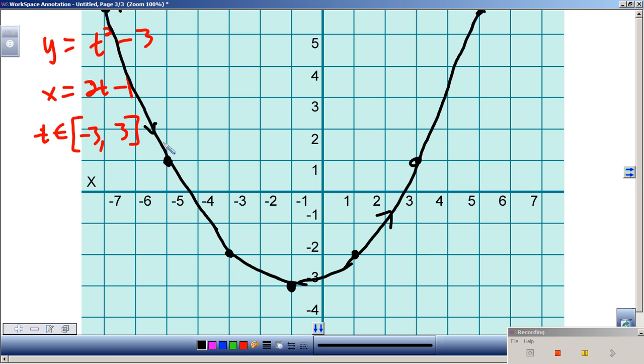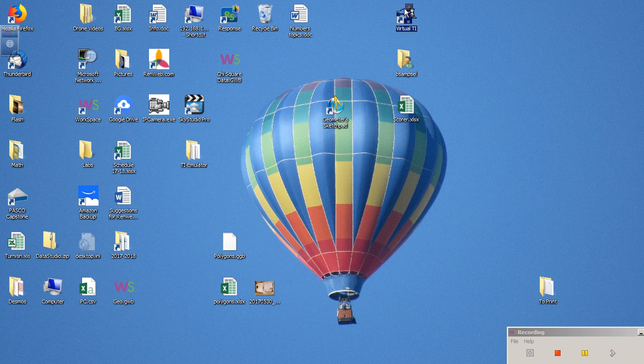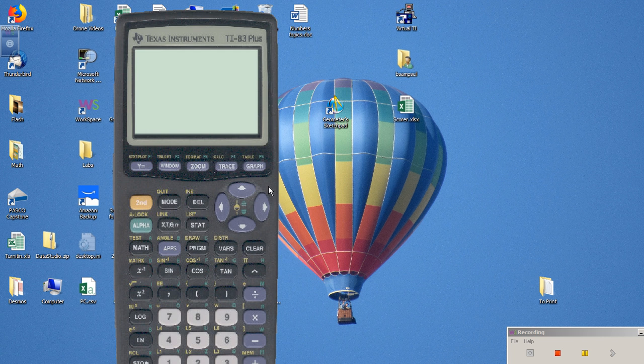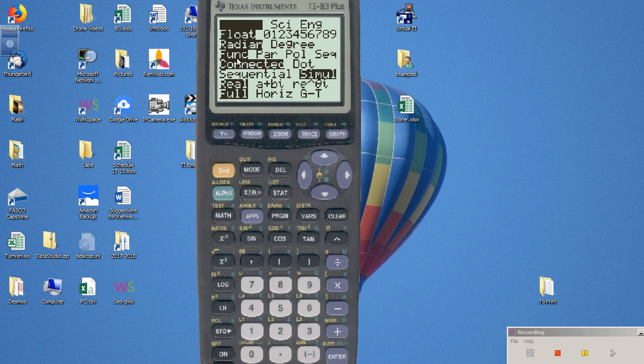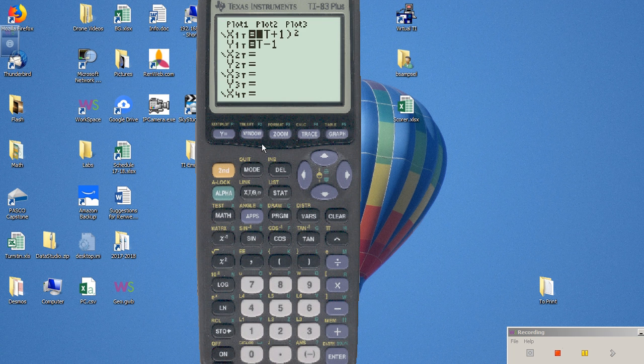Now, your calculator can do this for you. So get your calculator out. We're going to change the mode on your calculator. Maybe you haven't done this setting before. Hit mode. Here we're saying function. We're going to change it over to parametric. So hit mode right there, go down to function, and change it to parametric. Okay, once you do that, go to Y equals.